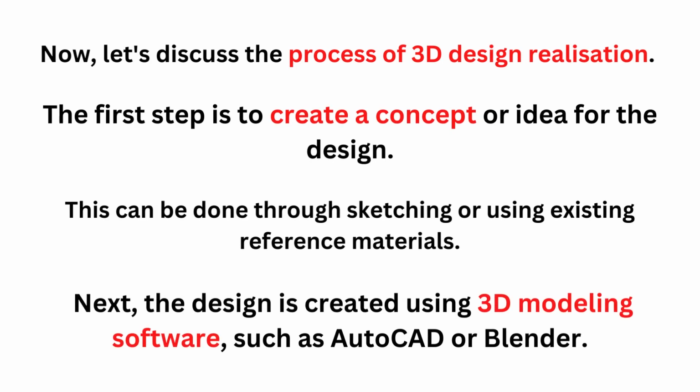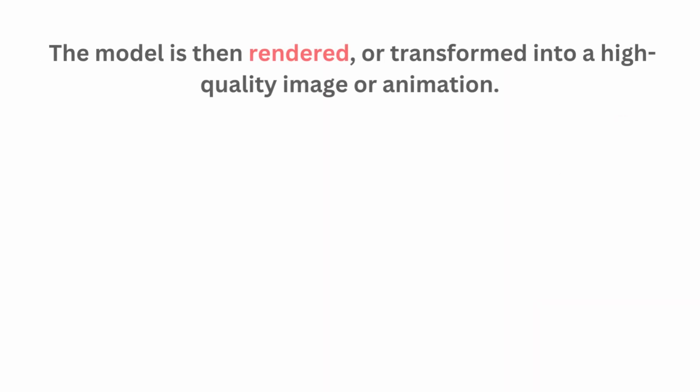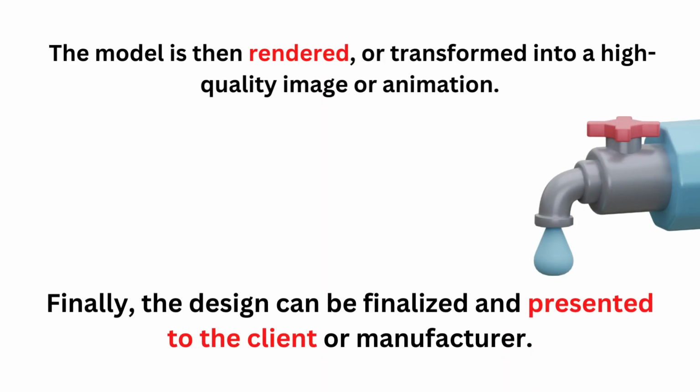Now, let's discuss the process of 3D design realization. The first step is to create a concept or idea for the design. This can be done through sketching or using existing reference materials. Next, the design is created using 3D modeling software, such as AutoCAD or Blender. The model is then rendered, or transformed into a high-quality image or animation. Finally, the design can be finalized and presented to the client or manufacturer.